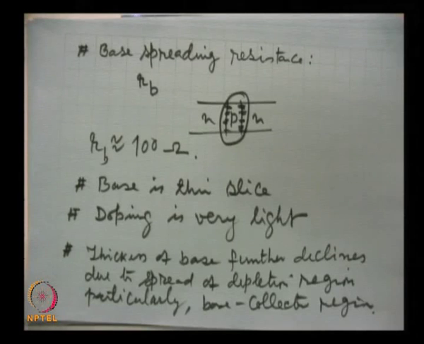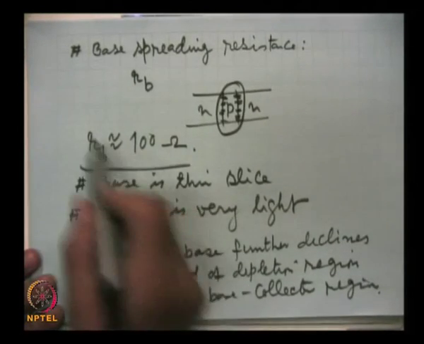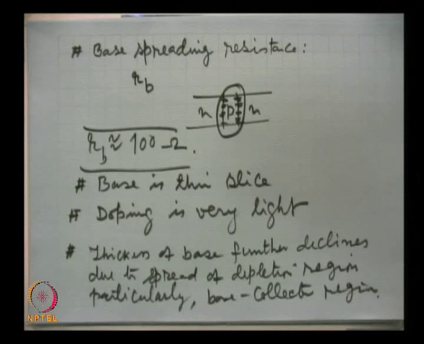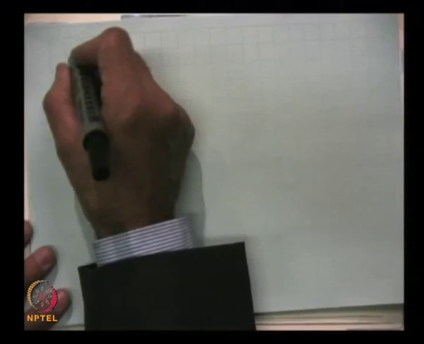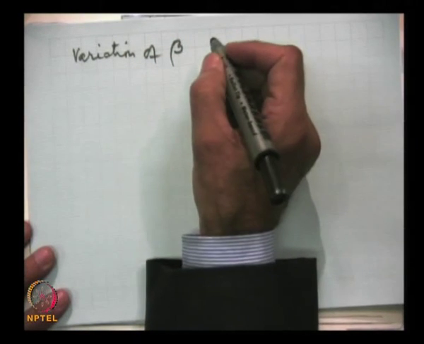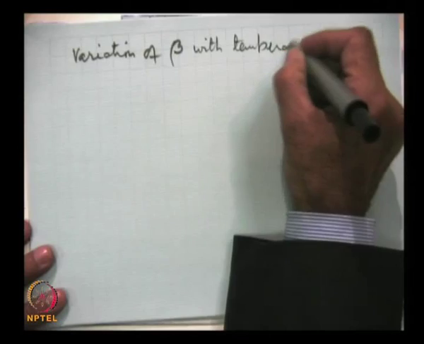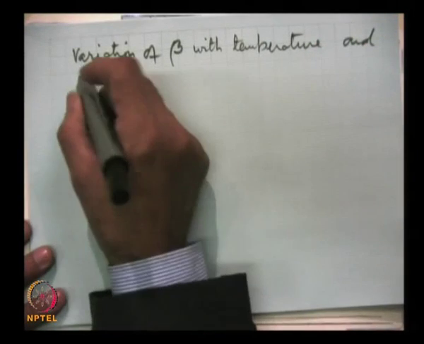So, these are the three factors which contribute to this base spreading resistance, which is of the order of 100 ohms or so. In many analyses we will disregard it, we can neglect it considering other points, but there are situations, as we will see, where this resistance cannot be neglected. So, base spreading resistance. And then the next point is variation of beta, the current gain, with temperature and the collector current.